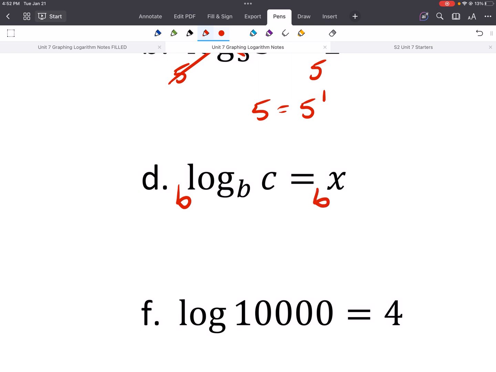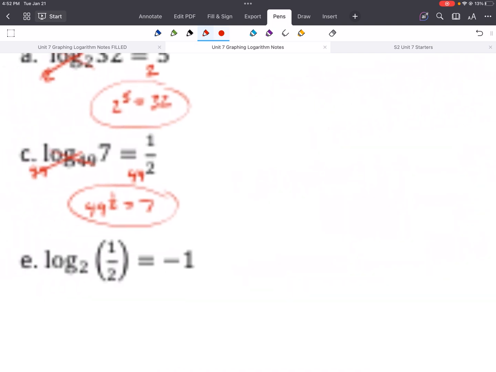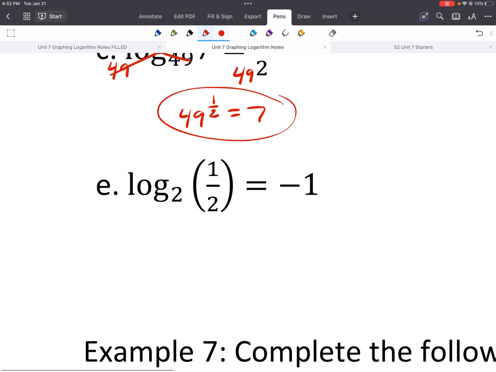Base B, C is equal to B to the X, or again we can swap that, B to the X is equal to C. We're going to skip F. We'll talk about that next time. And then this last one, again, get rid of the log base 2 by putting a base of 2. So we'll get 2 to the negative 1 is equal to 1/2.